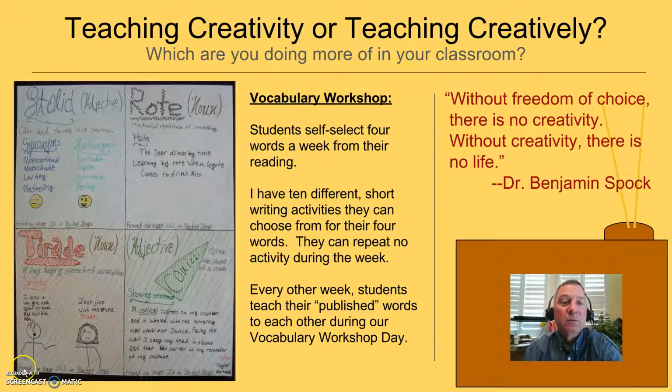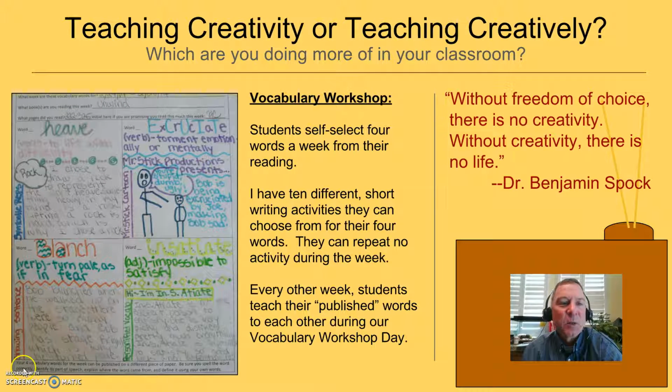This is an example of what a student would bring in on a Friday, and this is Taylor's 4 words. These look like words he got from Rocket Boys, which is one of the books we read. Up in the upper left-hand corner, for example, he has researched the word stolid, and he has found 4 good synonyms and 4 good antonyms, and then he's visually represented those. That's one of the activities, for example.